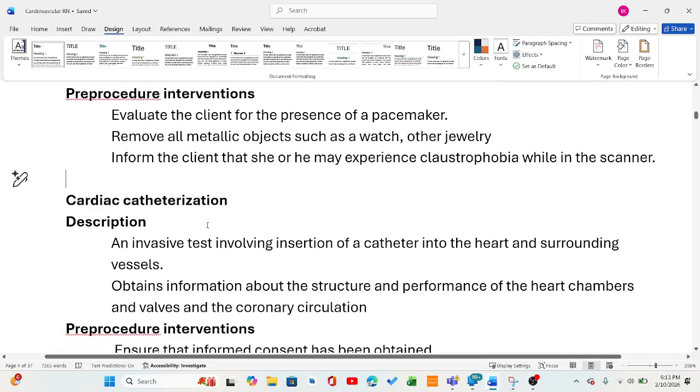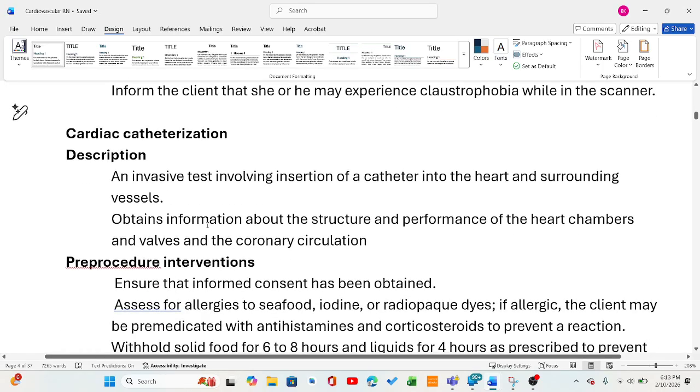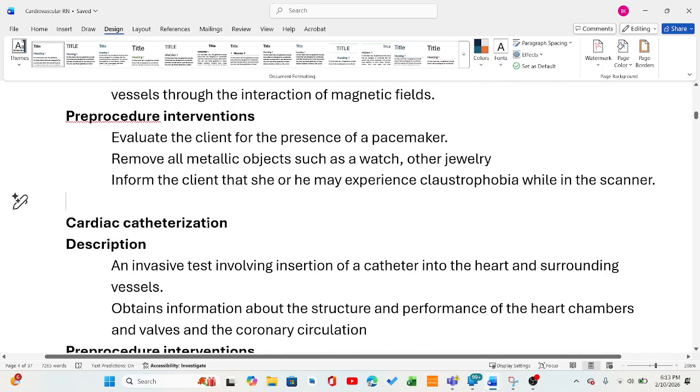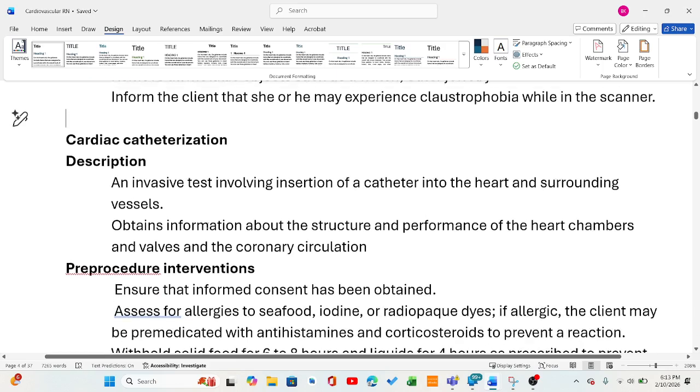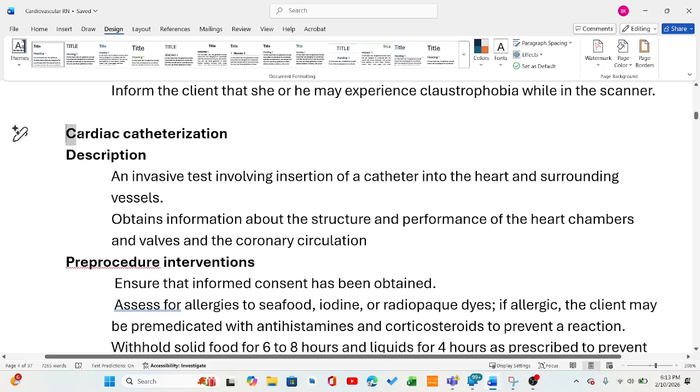I hope that is very clear. So just take note of that. You can pause over here and then take a little break. But after that, you come down and you'll be getting the cardiac catheterization.